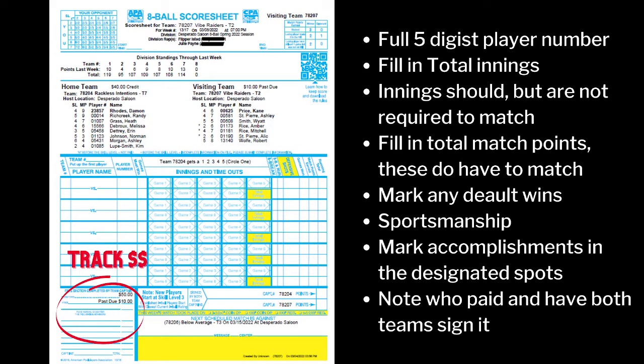And at the bottom, you're going to track your money. So as people put their money in the envelope or pay, you can write down their name and the amount of money. That's also where we track money. So if you have a past due or a credit, that's where it's going to print on your score sheet.